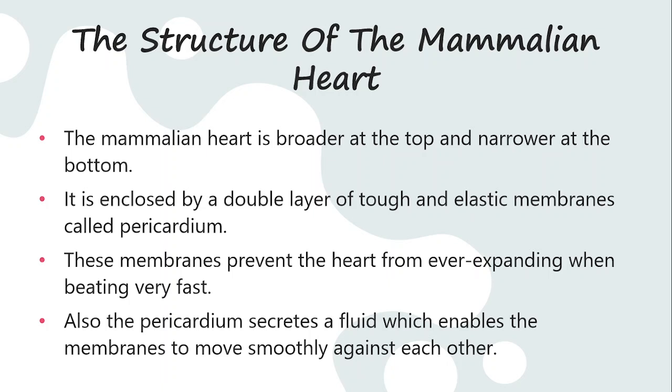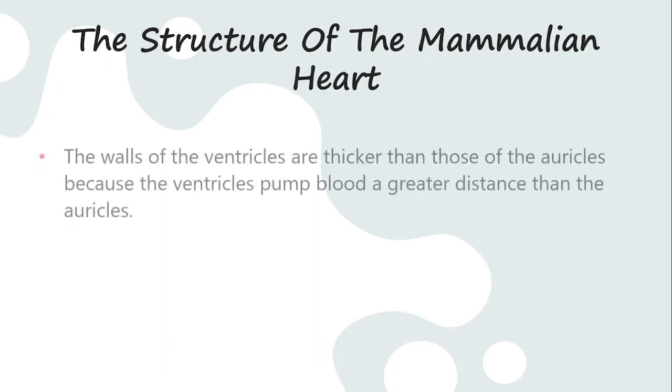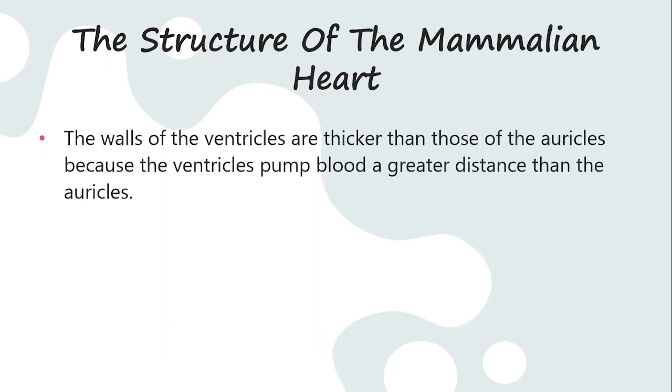The pericardium secretes the fluid which enables the membranes to move smoothly against each other. The walls of the ventricles, we've seen there are ventricles to the heart when we saw that diagram of the external structure of the heart. The walls of the ventricles are thicker than those of the auricles. The auricles are at the upper part, while the ventricles are at the bottom, and they are thicker than the auricles because the ventricles are the ones that pump blood a greater distance.